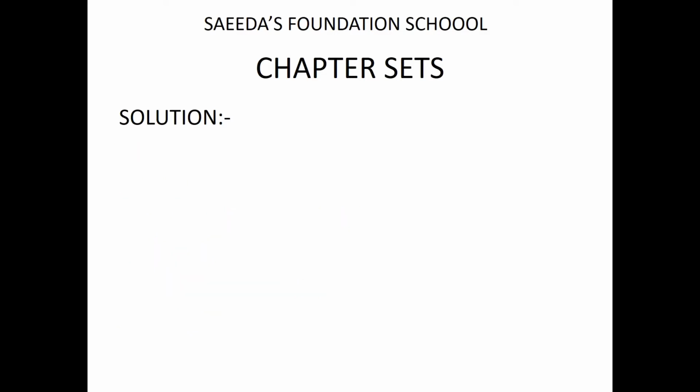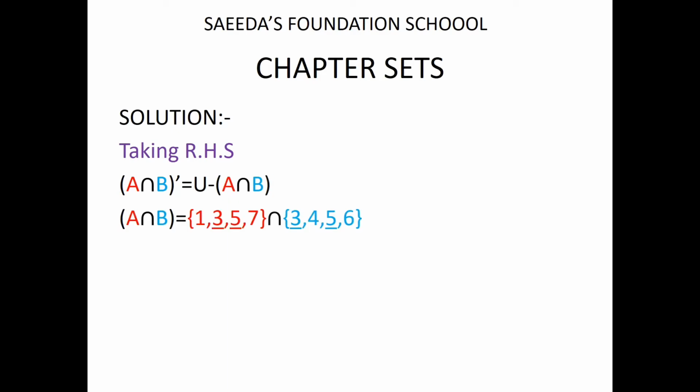Now let's take the right hand side. A intersection B whole complement is equal to U minus A intersection B. Now over here also we are going to find out A intersection B first. A intersection B is equal to 1, 3, 5, 7 intersection 3, 4, 5, 6. Now again, when we are taking intersection, we are just going to write down the common elements and leave the others. So the answer is 3, 5.